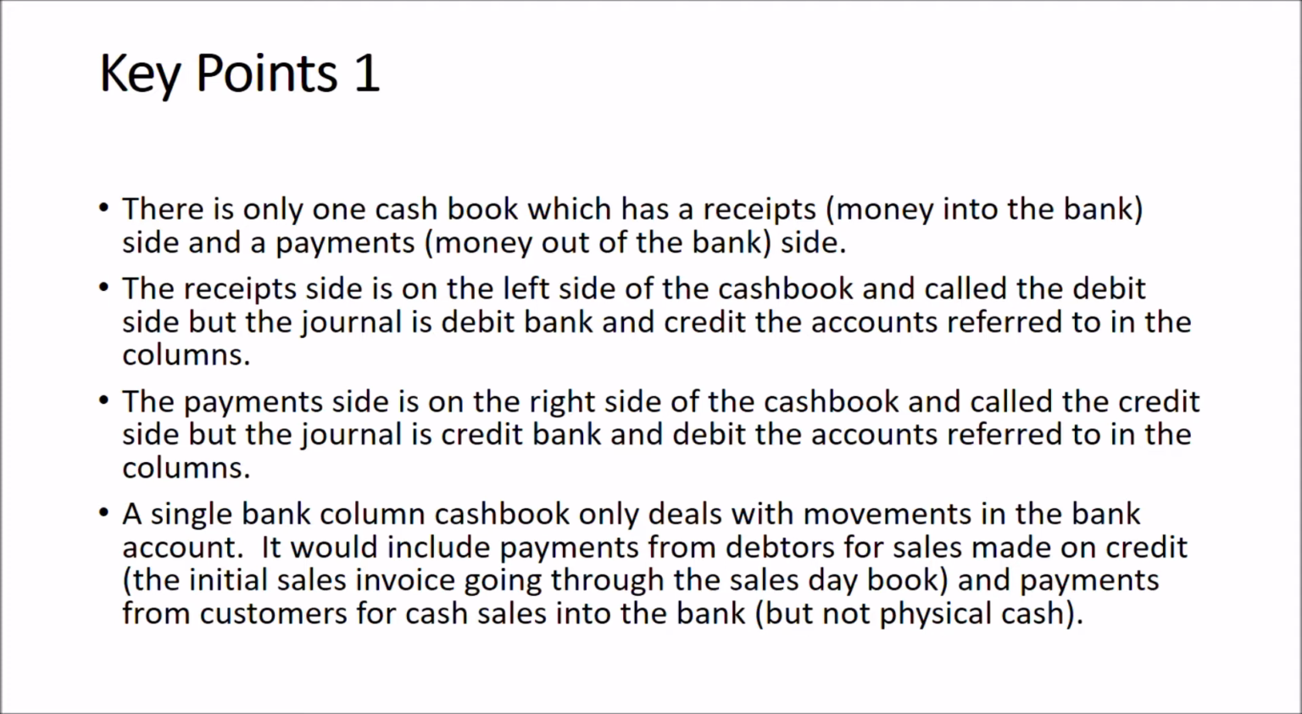A single column cash book only deals with movements in the bank account, so it's really always referred to as the cash book. It's not actual physical cash really, it's the actual bank account. And so it's going to include payments from debtors on sales made on credit, and also payments from customers on cash sales, on the debit side.